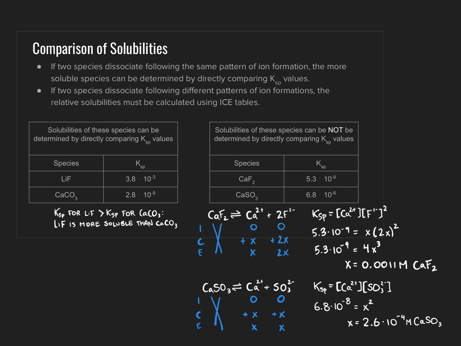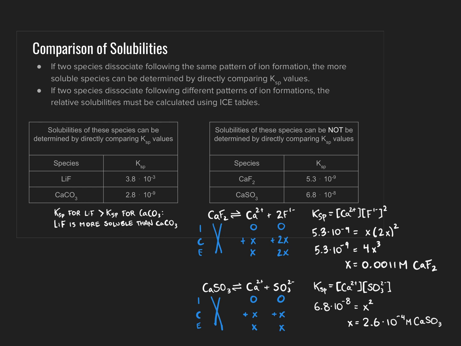You can see here now that the molar solubility of calcium fluoride, CaF2, is actually significantly greater than the molar solubility of calcium sulfite by almost an order of magnitude, even though the KSP value of calcium fluoride was smaller than the KSP value of calcium sulfite. And the reason why we see this apparent discrepancy is because the way we calculate KSP is different between these two species as a result of the fact that they dissociate to form different numbers of ions.